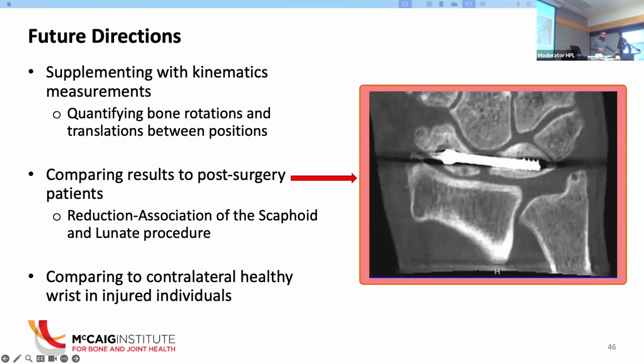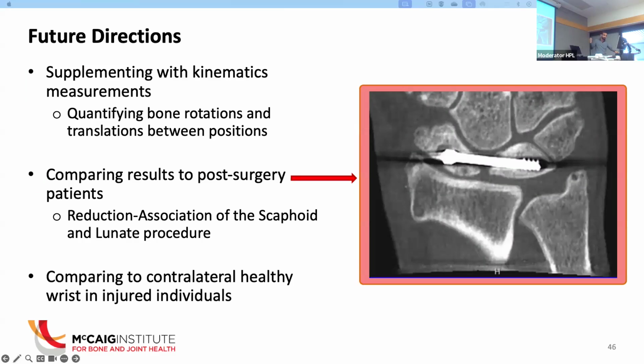And so just still moving forward. So this was the first two-thirds of my thesis work. So this is kind of the final third. So firstly, there are kinematics measurements that can be better made to understand how the bones are rotating and translating between positions. As for that contact biomechanics work, you need to better understand more so the bone surfaces.